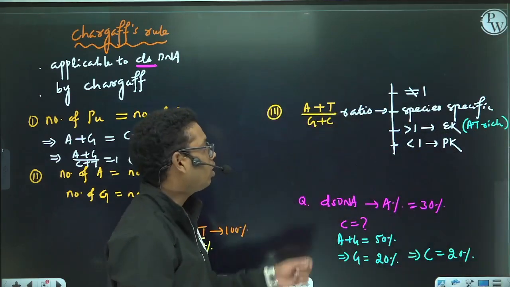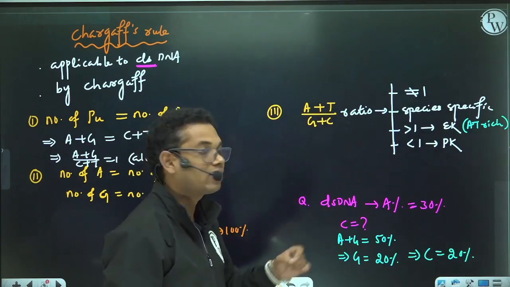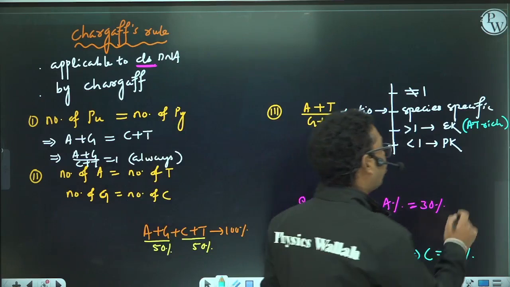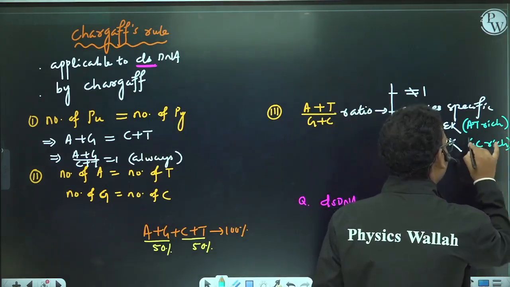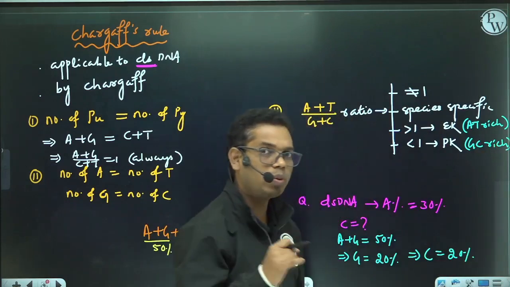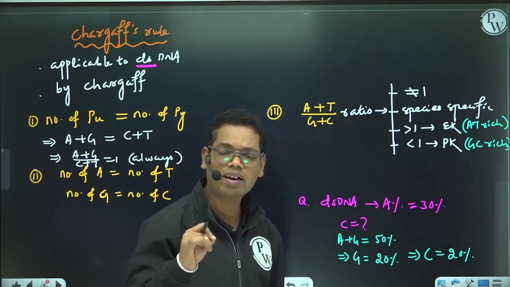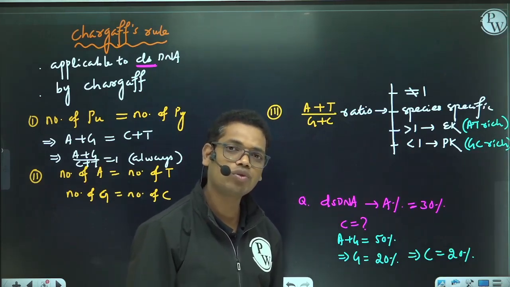And if the amount of G and C is more as compared to A and T, in that case this ratio will be less than 1. And they are found in the prokaryote. So I will call those DNAs GC rich DNA. And remember one thing, the organellar DNA like mitochondria and plastid DNA, they are also GC rich.